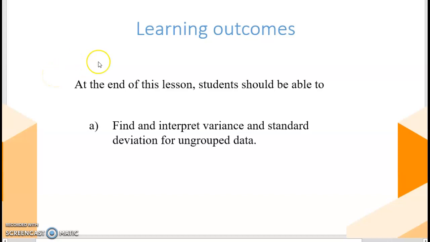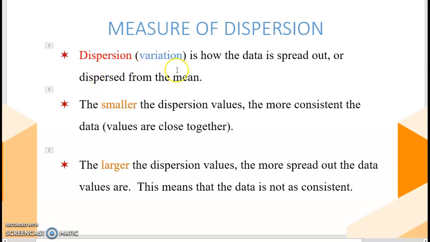Hi everyone, in this video we are going to learn how to find and interpret variance and standard deviation for ungrouped data. Measure of dispersion is how the data is spread out or dispersed from the mean.